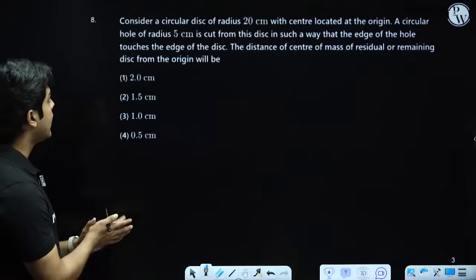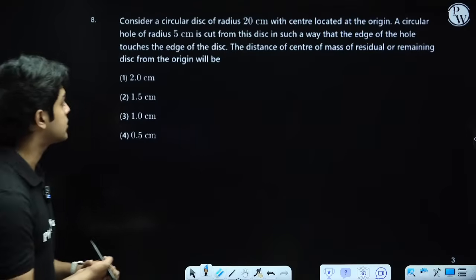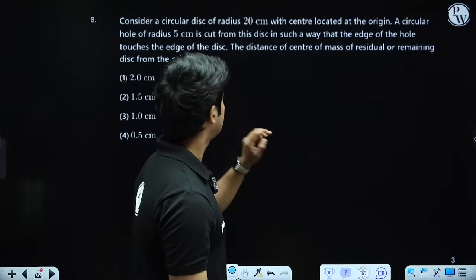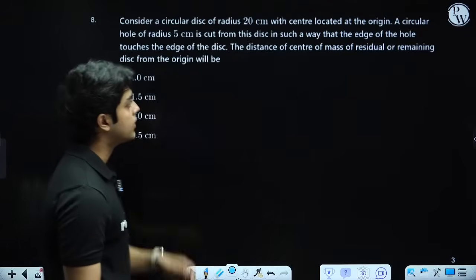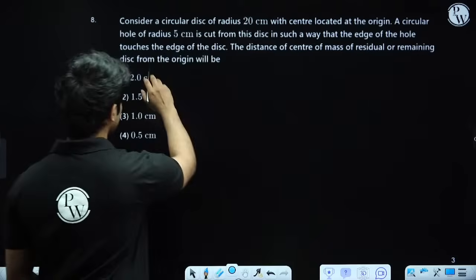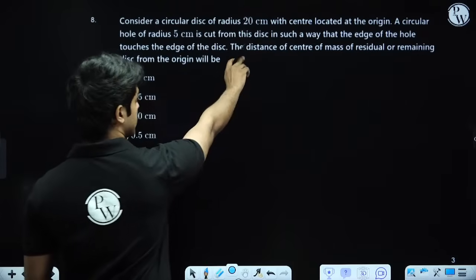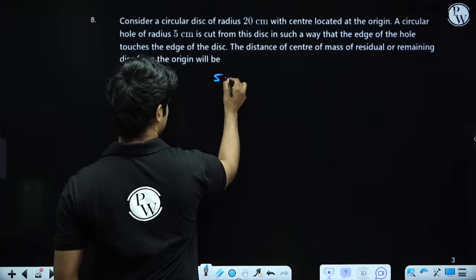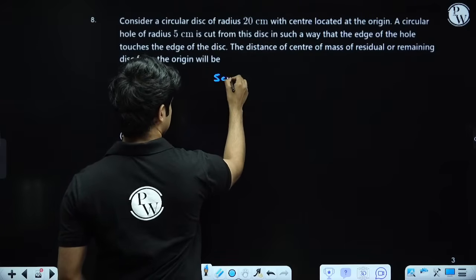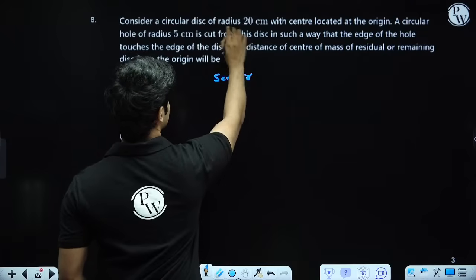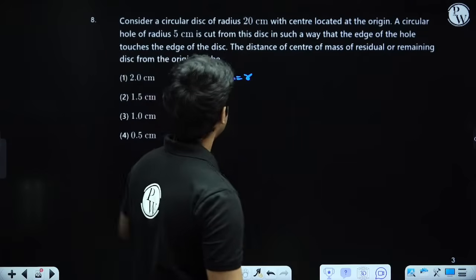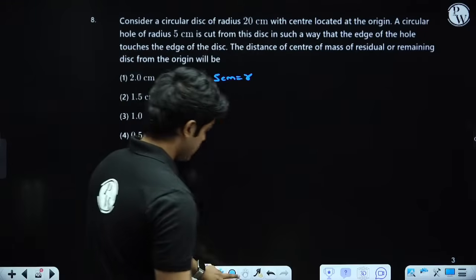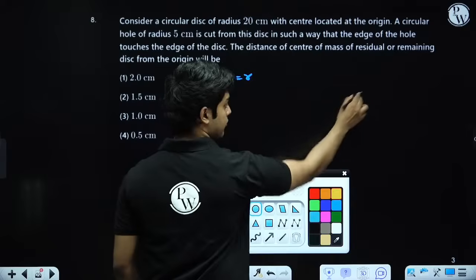Okay, now we have a circular disc whose radius is 20 centimeter with its center located at the origin. A circular hole of radius 5 centimeter is cut from the disc. If I say 5 centimeter equals r, then the radius of the disc is 4r. It is cut such that the edge of the hole touches the edge of the disc. So the diagram will look something like this.